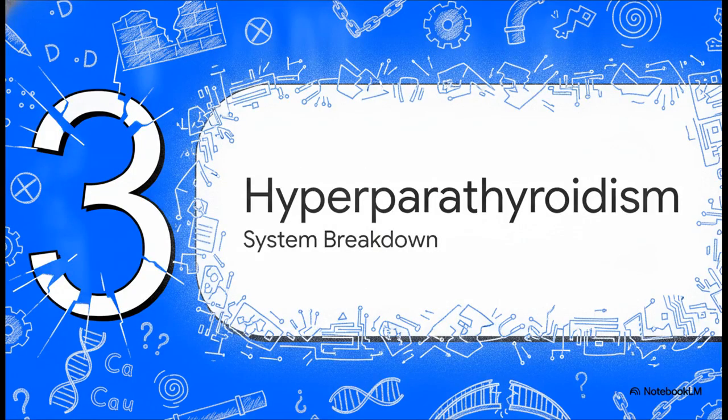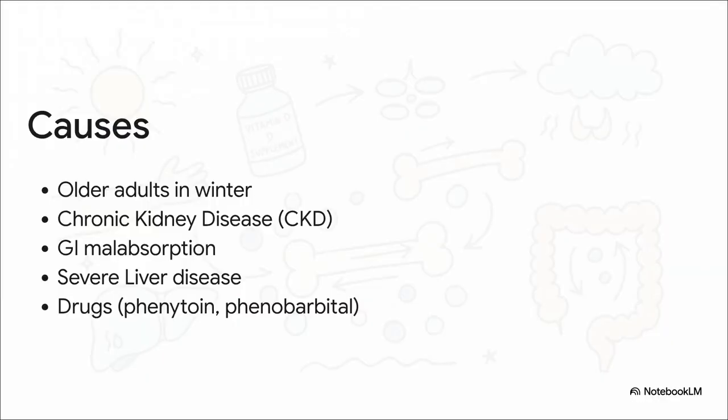Section 3. Secondary hyperparathyroidism explained. A system breakdown. But what happens when this delicate system breaks down and the raw materials are missing? Well, when vitamin D is deficient, blood calcium drops. We call this state hypocalcemia. And in response, the parathyroid gland just goes into absolute overdrive. It starts overproducing parathyroid hormone in a really desperate attempt to pull more calcium into the blood. We call this secondary hyperparathyroidism.